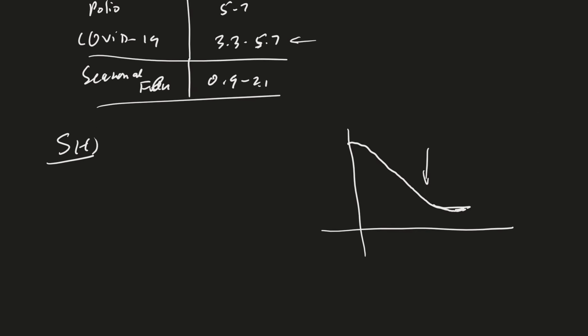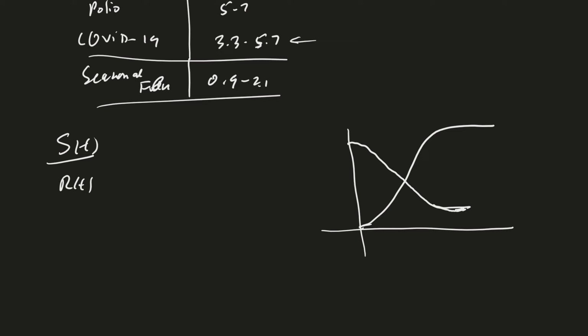Good. Similarly, what happens to the recovered population, R of t? Well, for the recovered population, we expect it to start at 0, right, and then just work its way up. And then we expect it to level off at some point. These don't have to be the same. This could be coming up like that, for example.